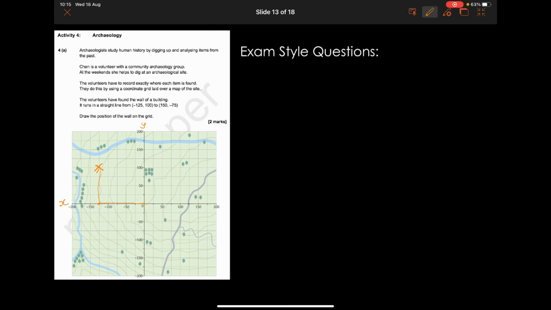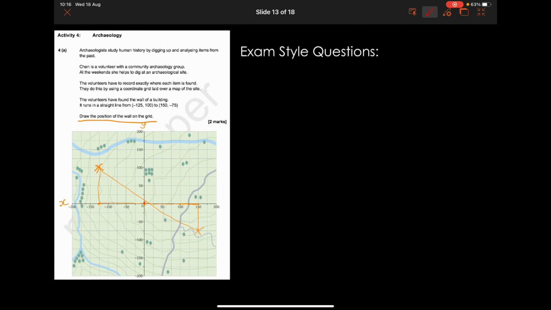The next one says to 150, -75. So we go from 0 again and we go along to 150 and then down to -75, which is there. So we've plotted those 2 points, and then what we're going to do is you would draw a line going to those 2 points. You would obviously use a ruler. Okay, I just haven't got one on here. Okay, and you've drawn the wall. It says draw the position of the wall on the grid. All right, all done. Now then, the next question also uses this grid, so we'll have to come back to it, but let's have a look.